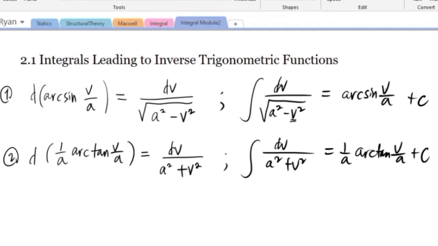And dito naman, so if this is v, so dapat nasa numerator natin yung kanyang derivative. And that would lead us to 1 over a arctangent of v over a plus c, wherein si v natin is a variable and a natin here is a constant.